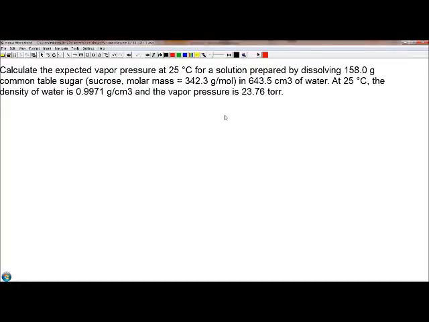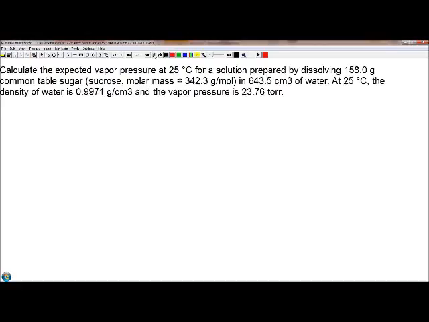Okay, for example 4, we want to calculate the expected vapor pressure at 25 degrees Celsius for a solution prepared by dissolving 158 grams of table sugar, which I give you a mole mass, that's nice, in 643.5 centimeters of water. At 25 degrees Celsius, the density of water is 0.9971 grams per cubic centimeter, and the vapor pressure is 23.76 torr. So, that's a lot of information, okay?